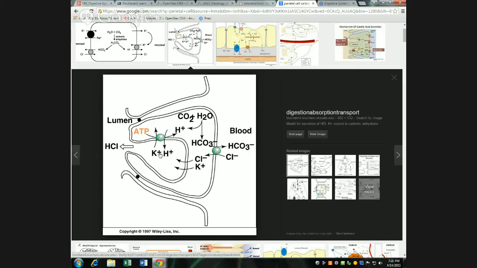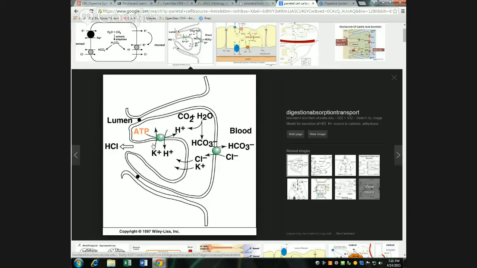What does that sound like that you've learned about in the past? Hydrogen potassium pump. Sounds like a... Sodium potassium. Yeah, sodium potassium pump. So this is just a variation on that. It pumps hydrogen ions out of the cell and pumps potassium ions into the cell, hydrolyzing ATP.